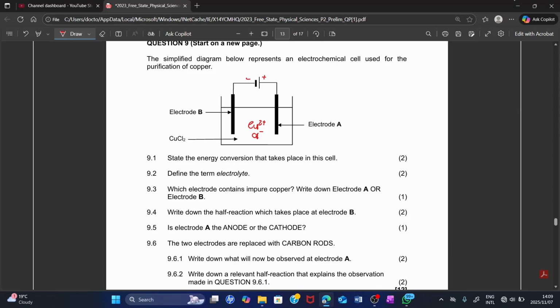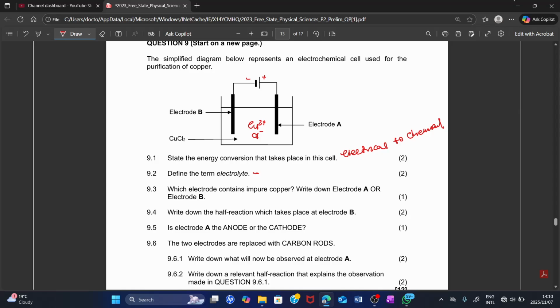Okay, so state the energy conversion that takes place in this cell. What does it do? This converts electrical to chemical. Electrical to chemical. That's what we know. Define electrolyte, use examination guideline: a solution that conducts electricity through the movement of ions. Don't forget about that.